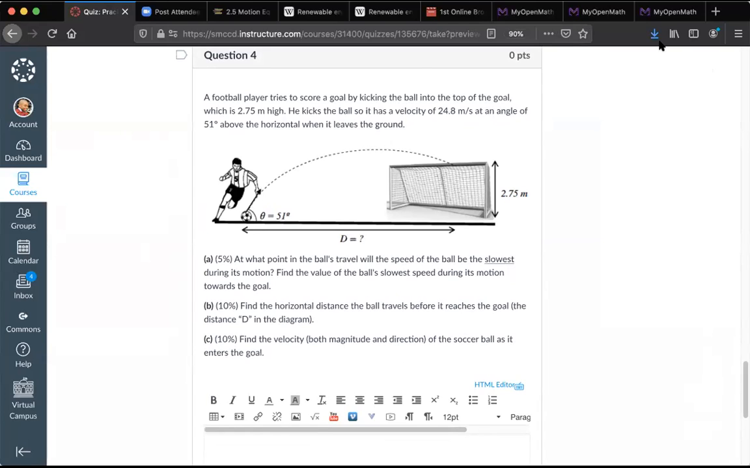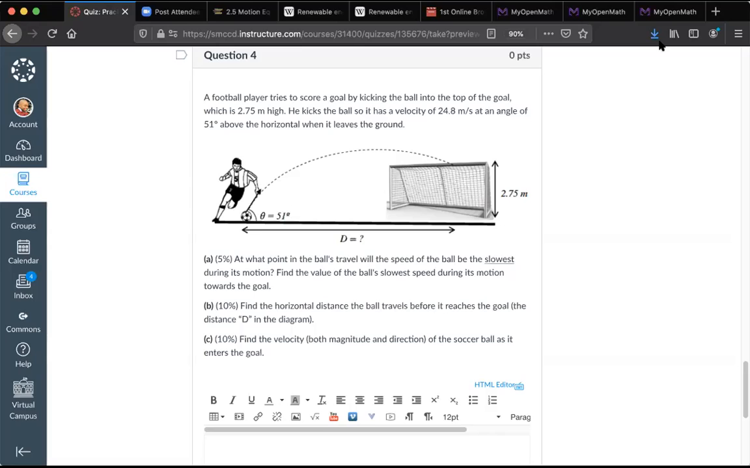All right. So the football player tries to, oh, football, right. Okay, so here when they say football, they really mean soccer, or maybe football if you're speaking Spanish. But yeah, that's what they're talking about. So this guy tries to score the goal by kicking the ball into the top of the goal, which is 2.75 meters high. And he kicks the ball so that it has a velocity of 24.8 meters per second at an angle of 51 degrees above the horizontal as it leaves the ground.